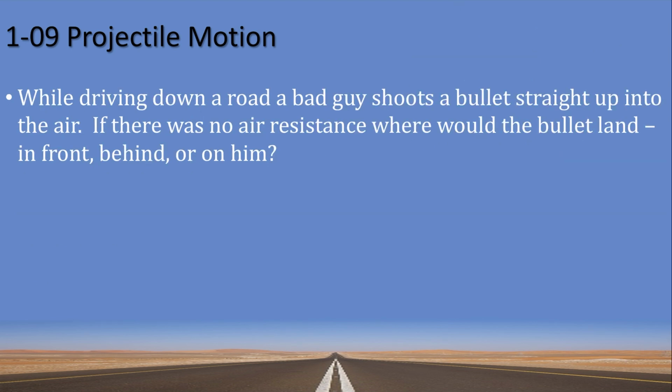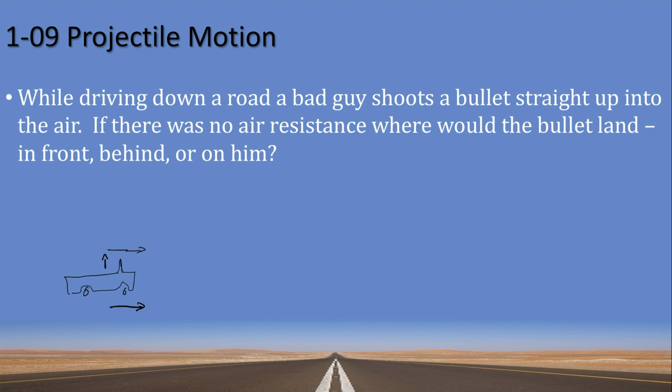While driving down the road, a bad guy shoots a bullet straight up into the air. There is no air resistance. Where would the bullet land? In front, behind, or on him? Bad guy's in his convertible, I assume, and he shoots the bullet up. But remember, his car is going sideways, so the bullet also has a sideways component.